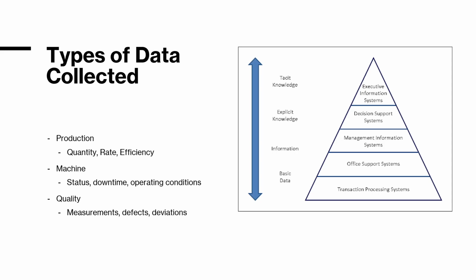Machine data collected is status, downtime, and operating conditions. This covers anything that the machines are actually doing, like how fast they're running, whether or not they're broken, what they're producing, how much they're producing, anything like that.